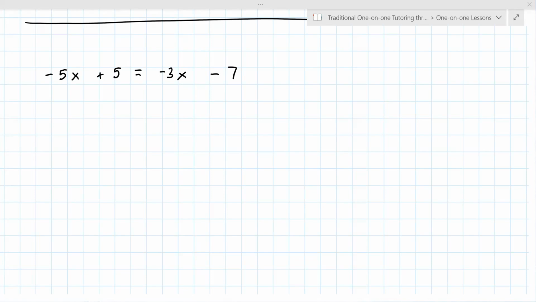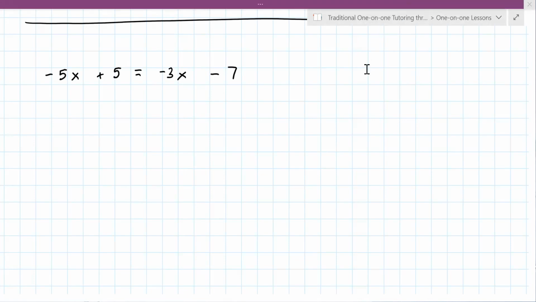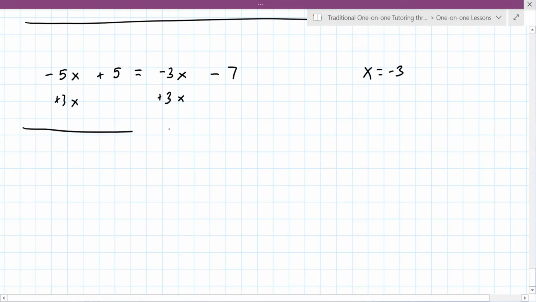How are you doing on this one? X equals -3. I have no idea if that's right. We're just gonna work through it the way we've been doing it. We're gonna add 3x to both sides because you always move the variable left. So -2x, bring the 5 down. Now this -7 comes down.